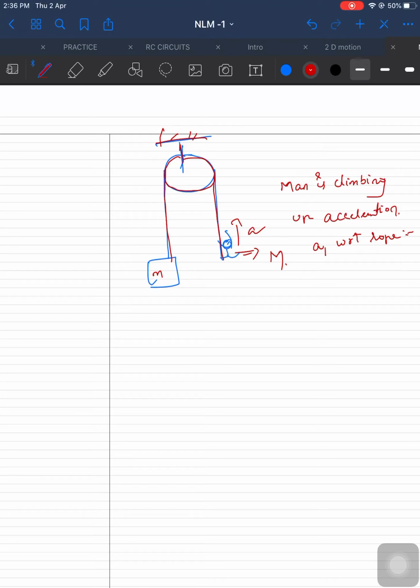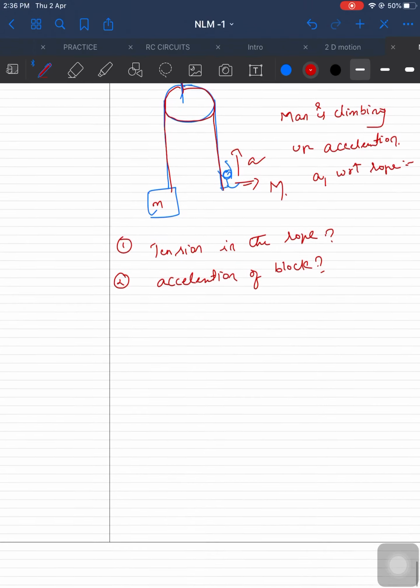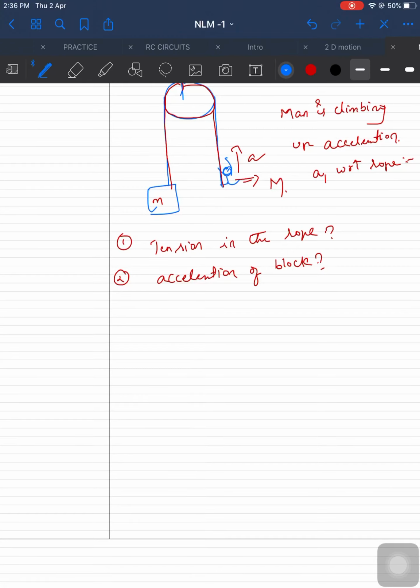In the question it is given, man is trying to climb up with acceleration a1 with respect to rope in the upward direction, and they are asking us to find the tension in the rope and the acceleration of the block. Okay, let's solve this question.